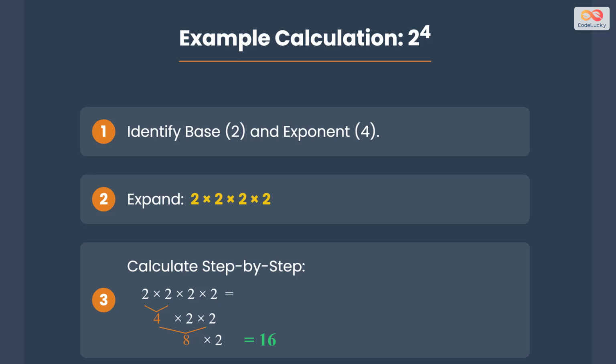Let's try calculating 2 to the fourth power. First, we identify that 2 is the base and 4 is the exponent. Next, we write it out in expanded form, 2 times 2 times 2 times 2. Now we solve it step by step. 2 times 2 is 4, 4 times 2 is 8, and finally 8 times 2 is 16. So 2 to the fourth power equals 16.